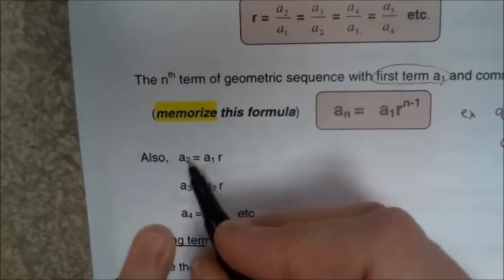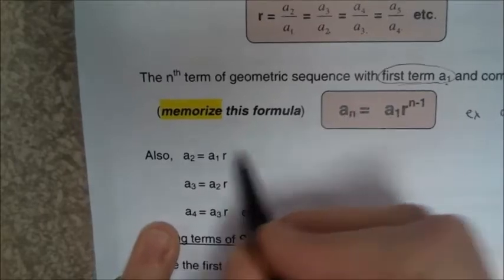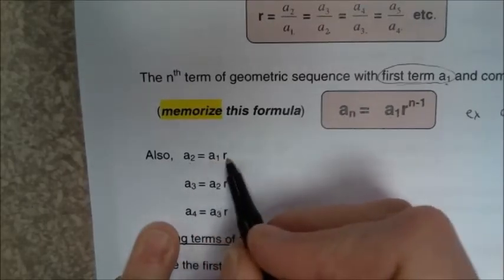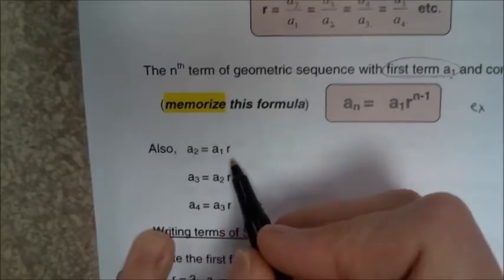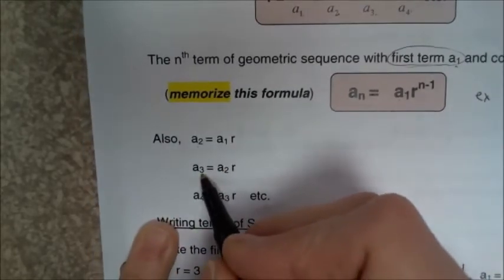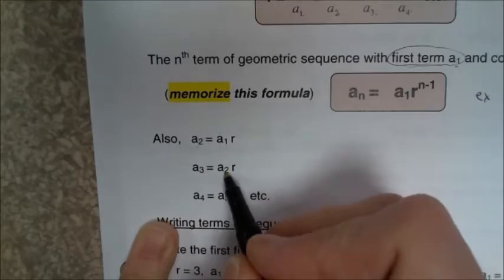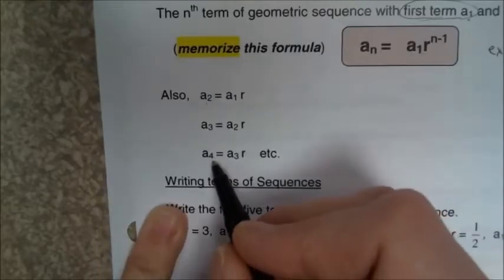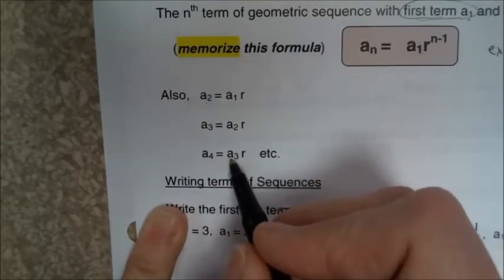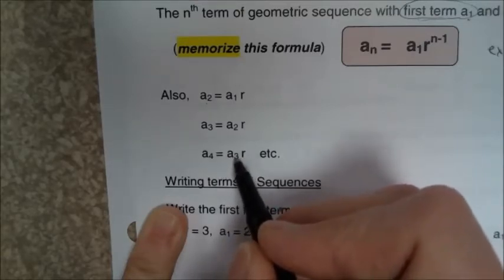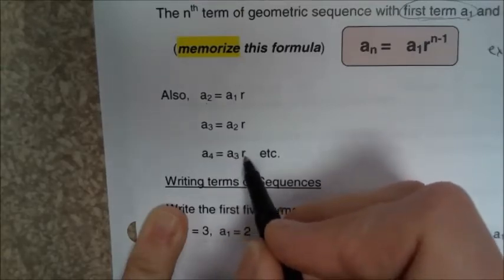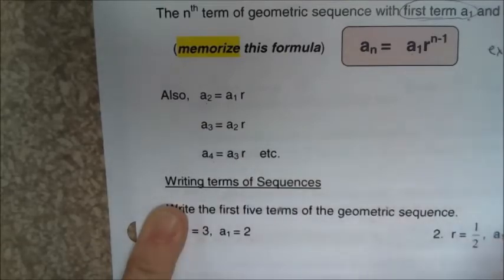So here's another way of saying this. The second term is the first term times R to the first. Or you can also find the third term by multiplying the second term times R, or the fourth term if you multiply the third term times R. So what you're seeing is the previous term multiplied by R will give you the term you're looking for.